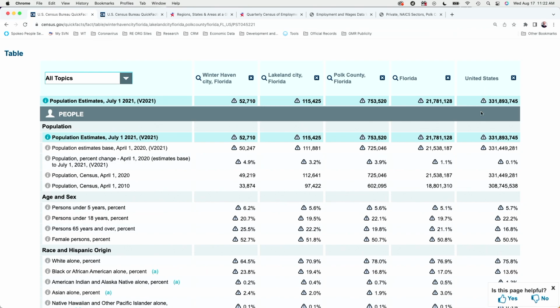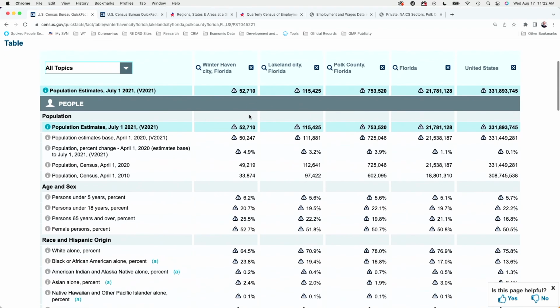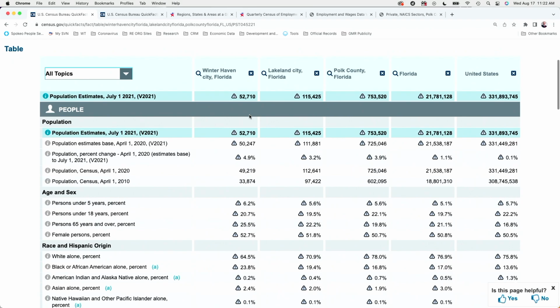So we look at the United States, there's about 331 million people as of the census. Florida's about 21.7. Polk County now is over 250,000. And then the city of Lakeland is 115,000. Winter Haven's about half that size at 52,000.